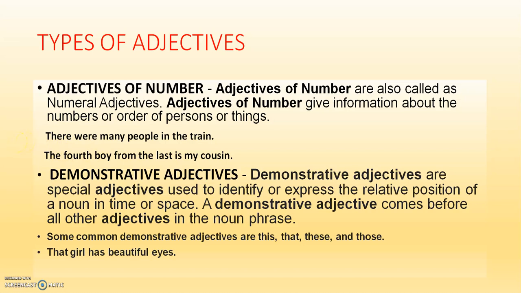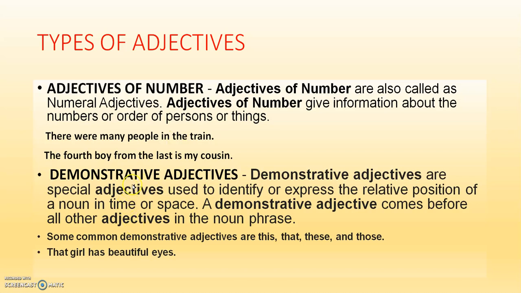Here, children, there is one thing you must remember. Adjectives of quantity are used generally for uncountable nouns, and adjectives of number are used for countable nouns. Like people here in this example, they are countable, and so we are using many. That is adjective of number. And whenever the noun becomes uncountable, we use adjective of quantity.